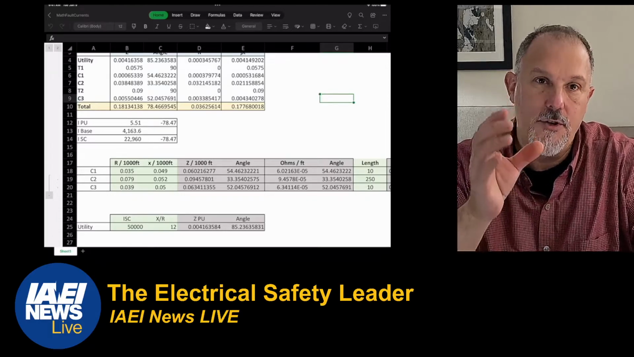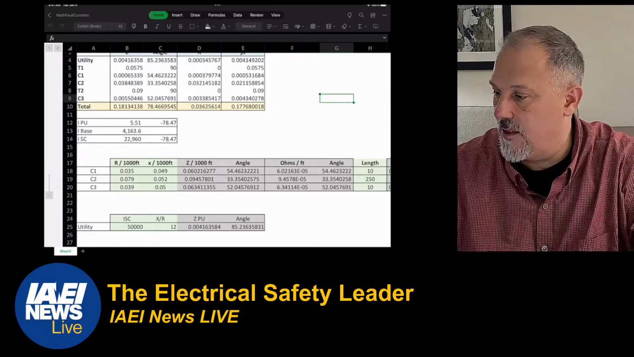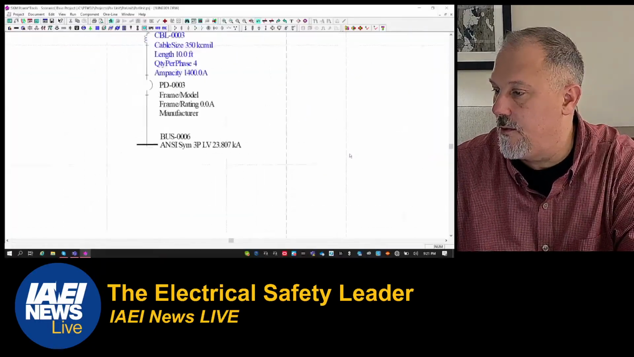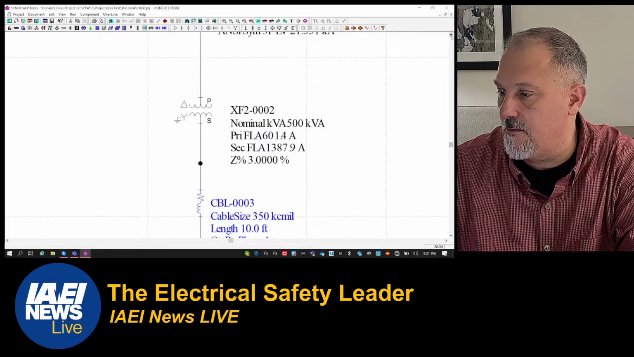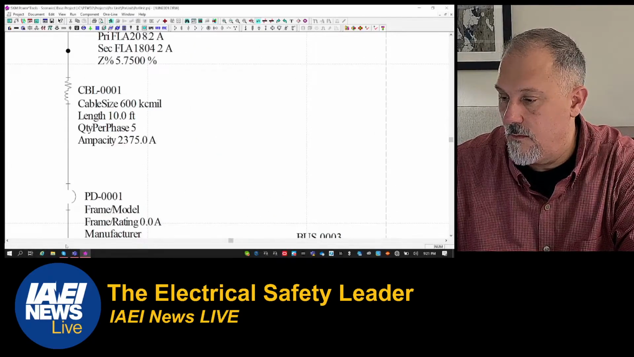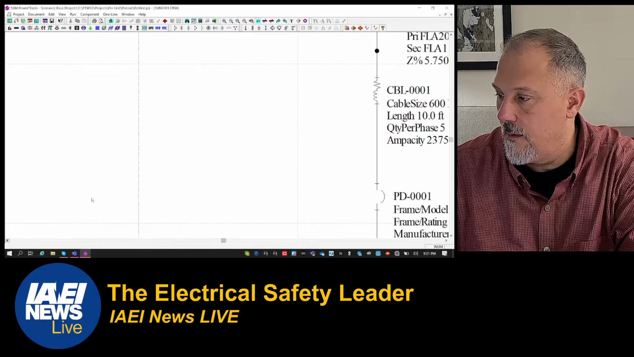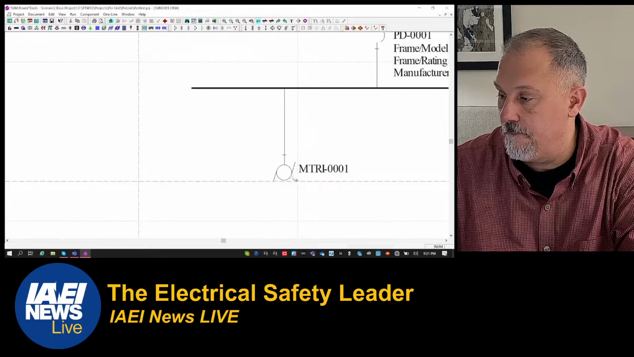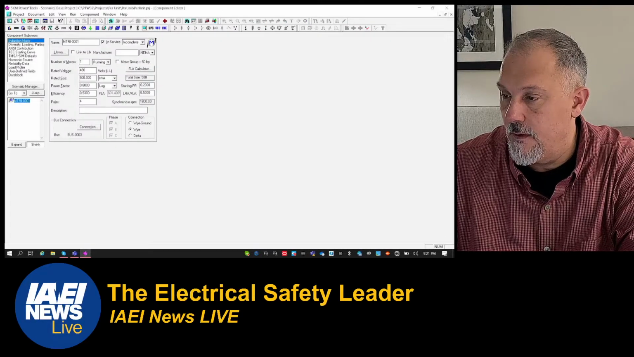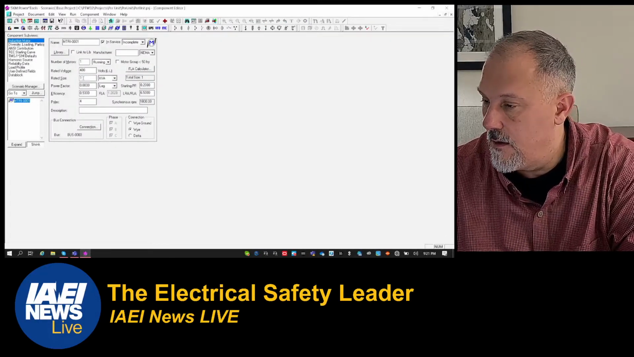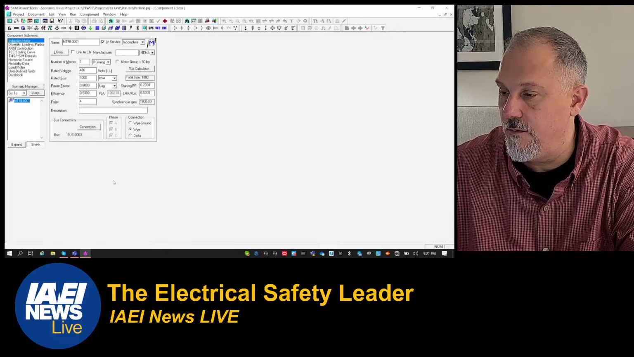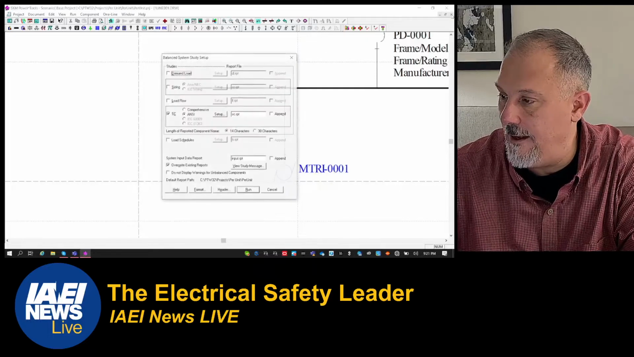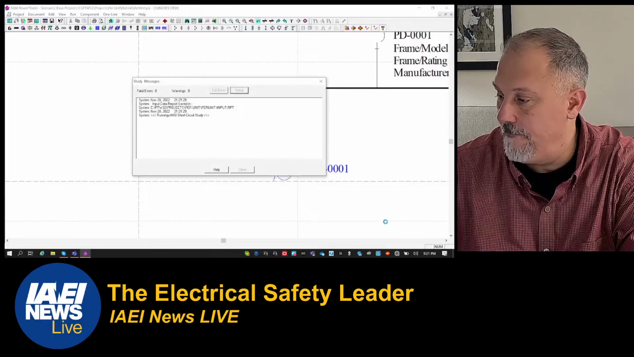So about 23 kiloamps of fault current without the motor contribution of 500 kVA worth of motor. So this is what we'll do. Let's go into SKM and change this motor. We're going to change the motor to 1,000 horsepower. That's 500. We'll just change it to 1,000. Control A, run.